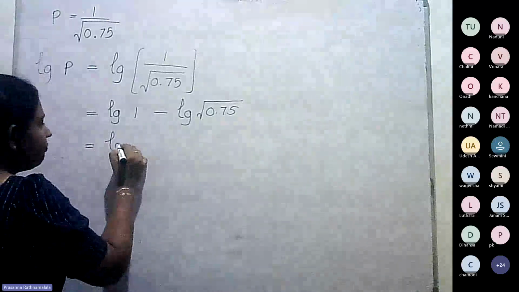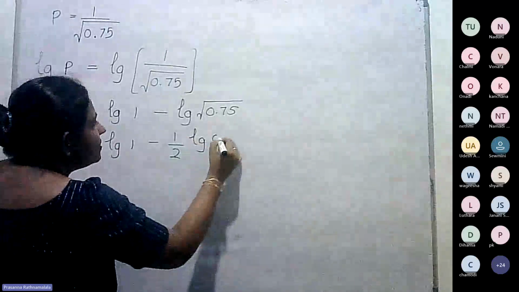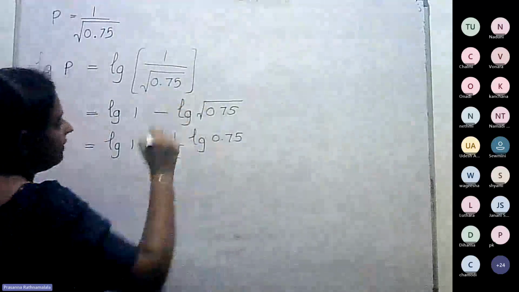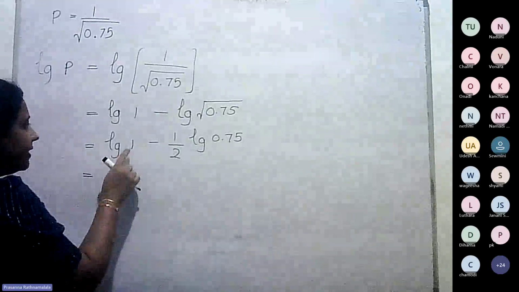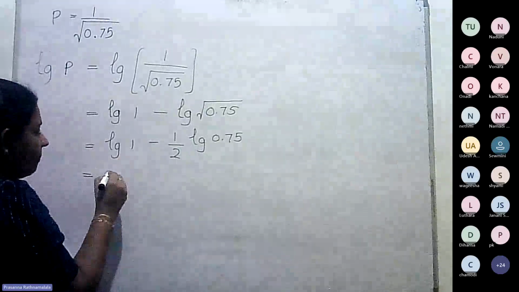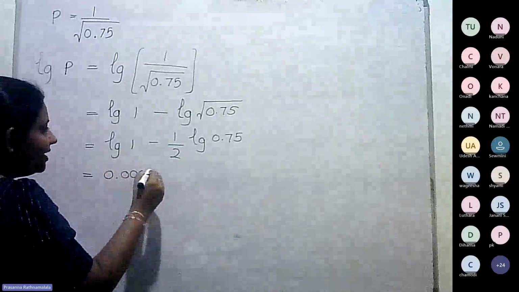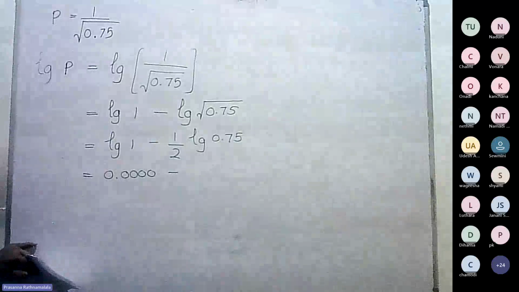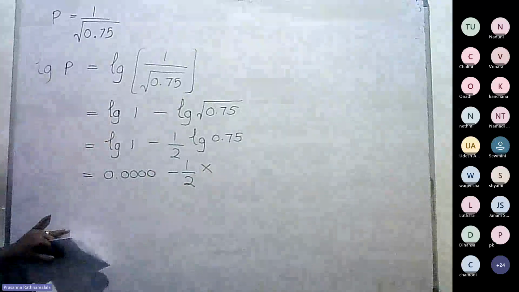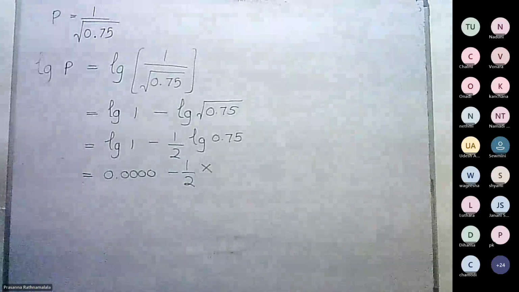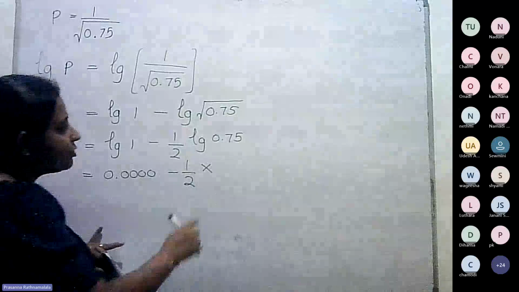That is, logarithm of 1, that is half of logarithm of 0.75. Now you find the logarithms. Then what is that? That is 10. The characteristic is 0. Then you write 4 zeros there. Half times, here's the product, 75. 8751. Then what is the characteristic?